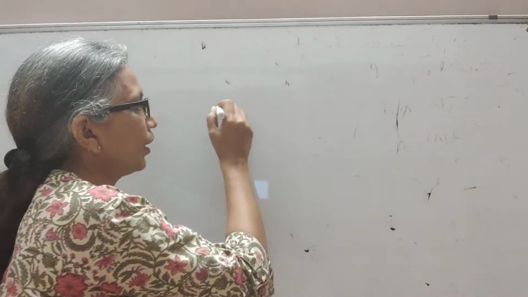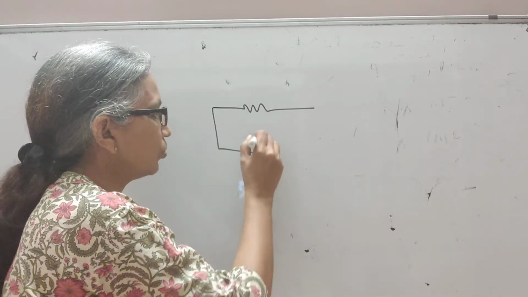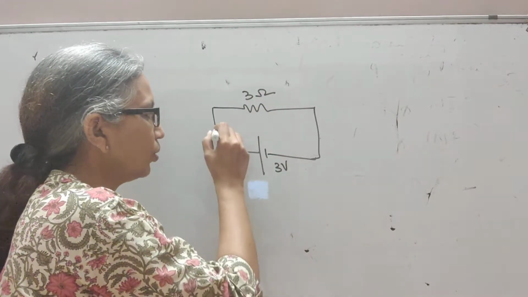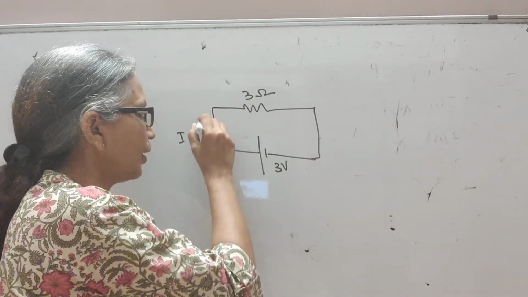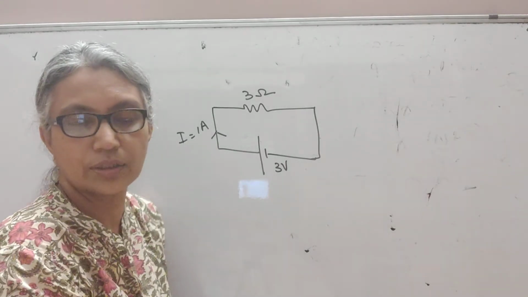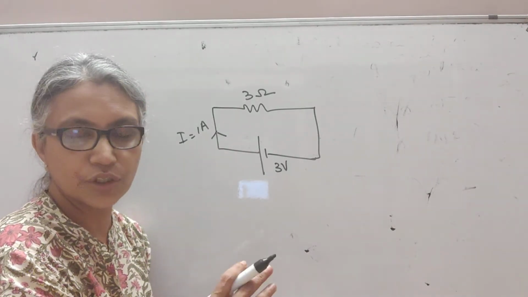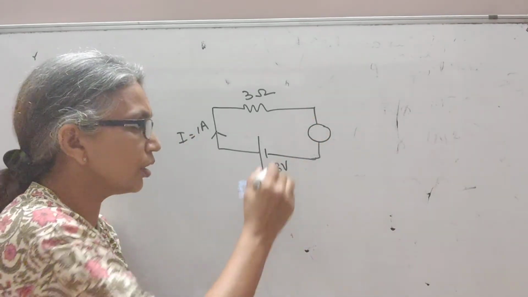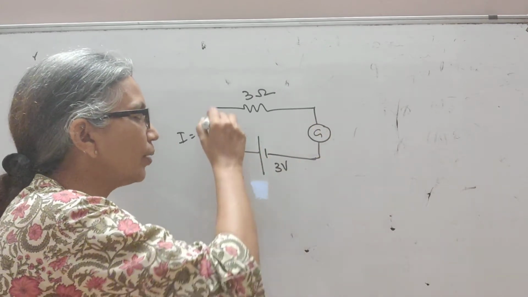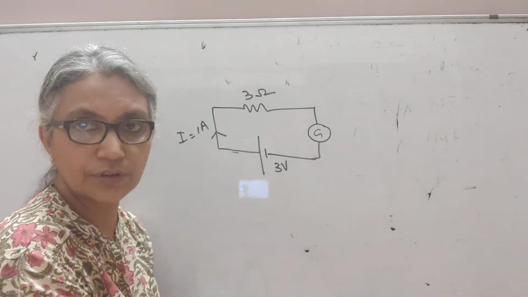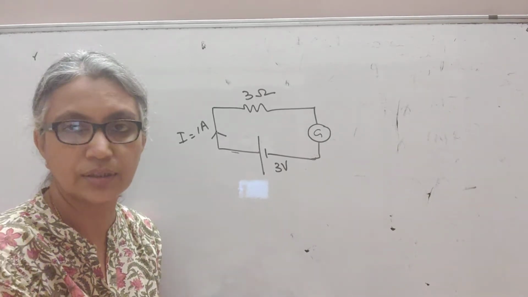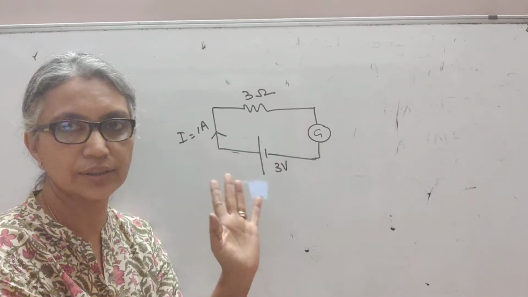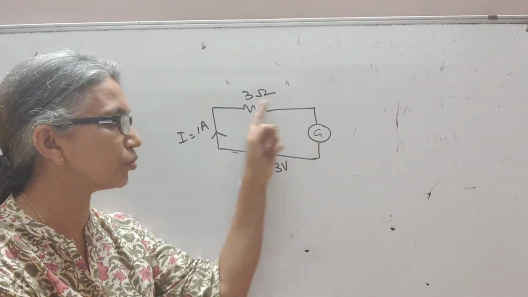Let's say we have a resistor connected to a cell. Let's say this is 3 volt. This is 3 ohm, then obviously the current is going to be equal to 1 ampere. Now you want to measure the amount of current in the circuit. To measure current, you have to connect the device in series. Why? Because only if you connect it in series will the same current pass through the device also. So whenever you want to connect an ammeter, which is the device which measures current, you connect it in series because only then the whole current will pass through that device.